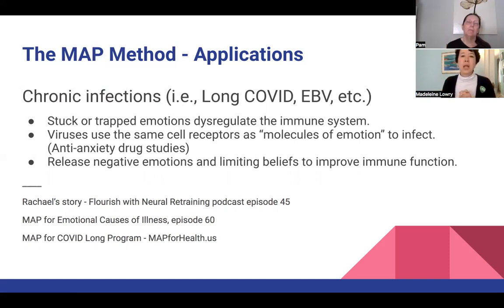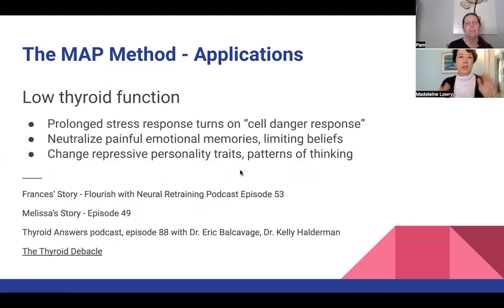Anyway, it's very interesting. It's just amazing to me that more people don't know about this work, but I think it has a bearing also on COVID. Anyway, so we can use MAP sessions to deal with long-term infections.